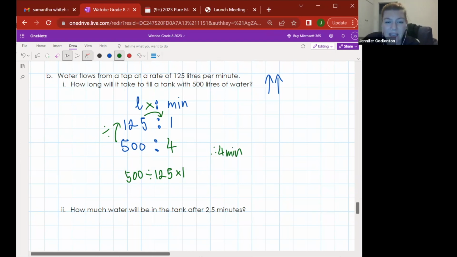Okay. Question 2 says, how much water will be in the tank after 2.5 minutes? So you can kind of use the same idea that you have just done, but I want you to think about where things would be. So we know that it's 125 liters in 1 minute. And now the question is, how many liters of water will I have in 2.5 minutes?